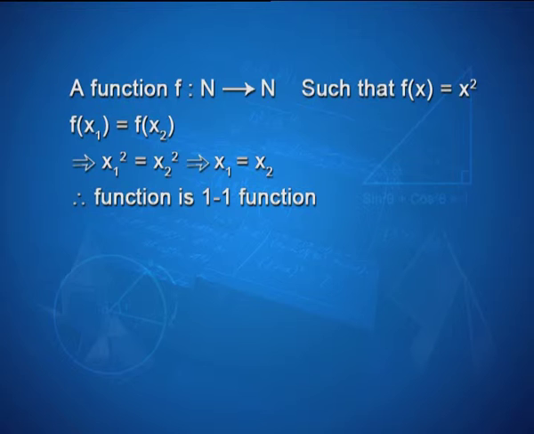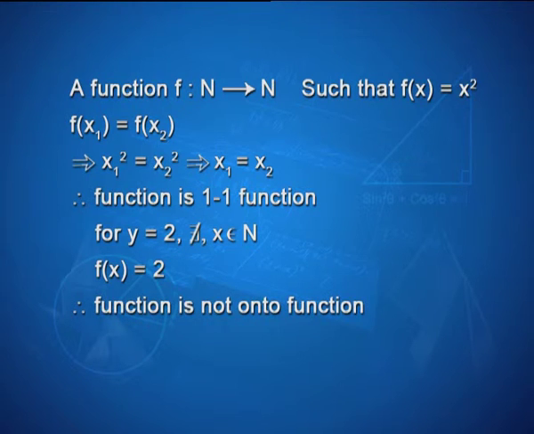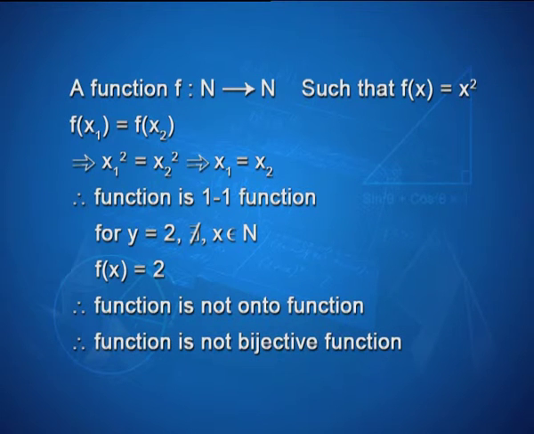For onto function, we can take one example. For y equal to 2, there does not exist any x belonging to the set of natural numbers for which f(x) equal to 2. So, this function is not an onto function. So, this function is 1-1, but not onto. Therefore, this function is not a bijective function.